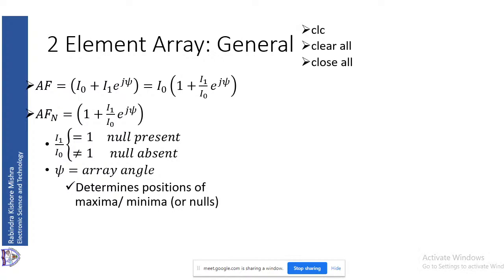Then close all. Anything that is open, like a figure or any other thing, will be closed. So this is the sequence that I usually follow. You can follow any other order, close all, clear all, CLC, but preferable is CLC, clear all, close all, or clear all, close all, CLC. So whatever is possible on your part, you do that.